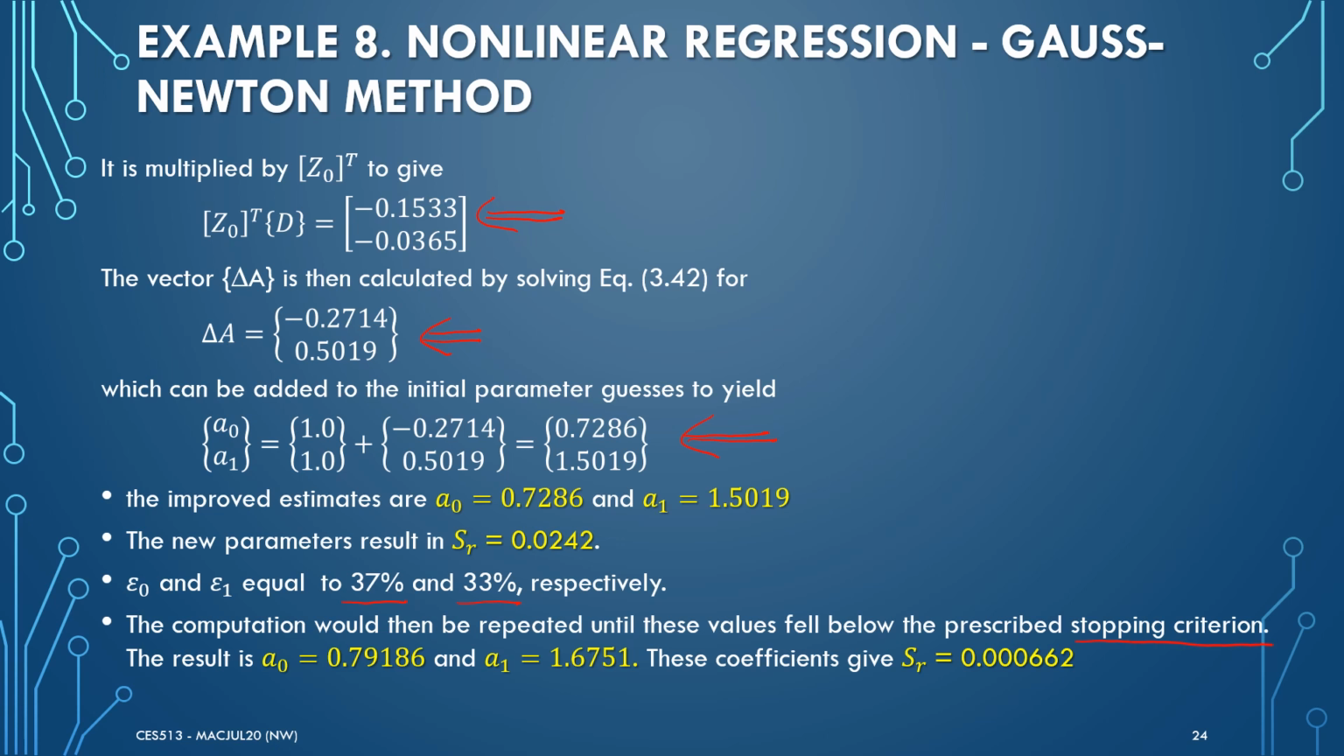The result is A0 equal to 0.79186 and A1 equal to 1.6751. These coefficients give SR equal to 0.000662.